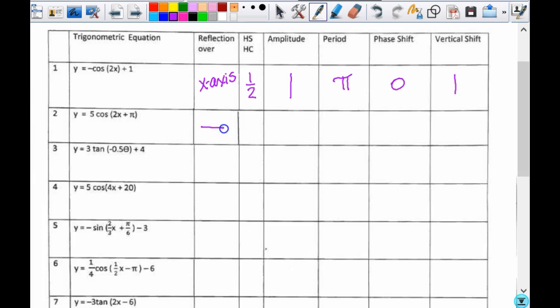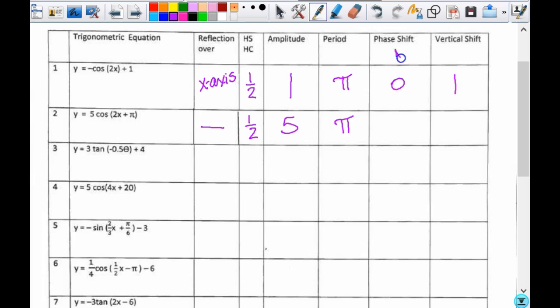All right, so then do we have a reflection in number 2? No, so there is none. Is there a horizontal stretch or compression? Yes, this is 2 times x, right? So that's really 1/2. What's the amplitude? Five. Yeah, that's okay. 5. All right, so period, what's the period? Pi. Okay. Is my phase shift negative pi?